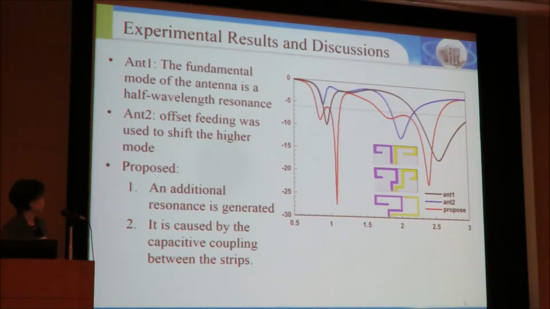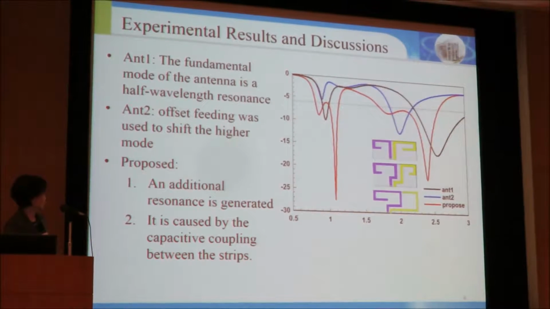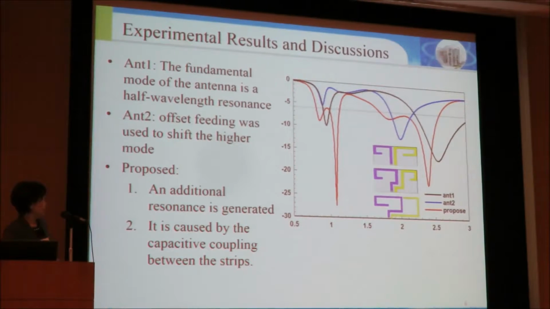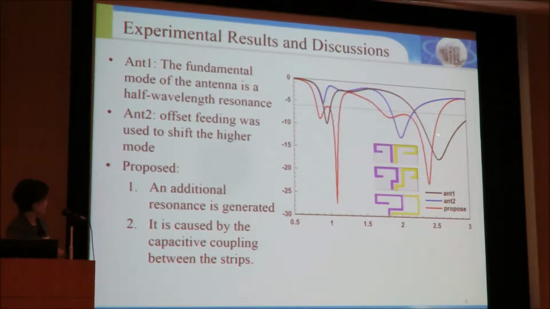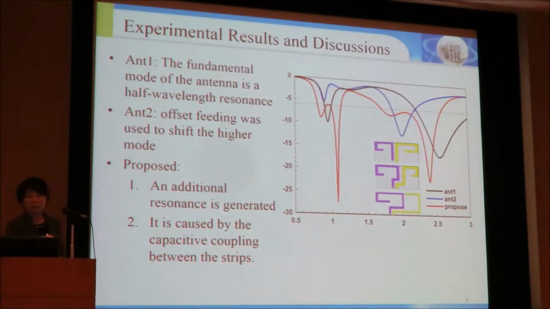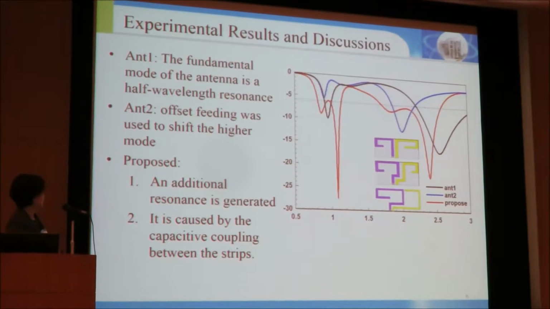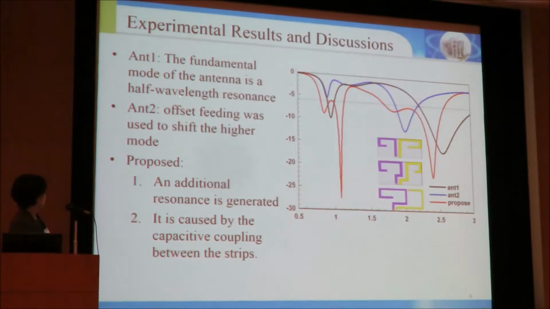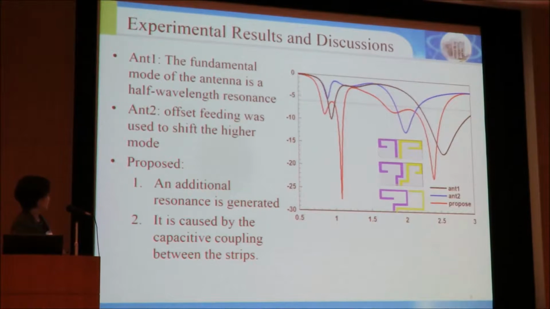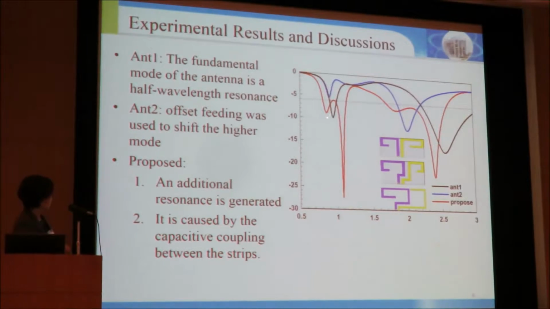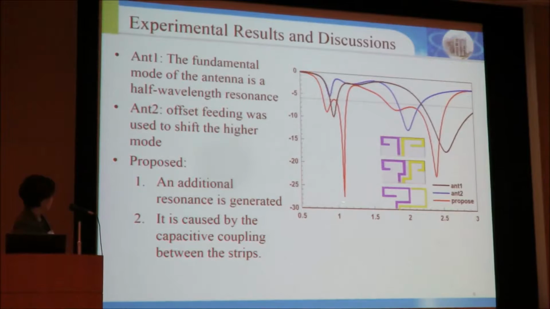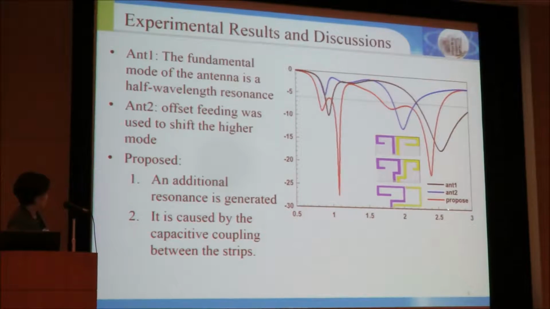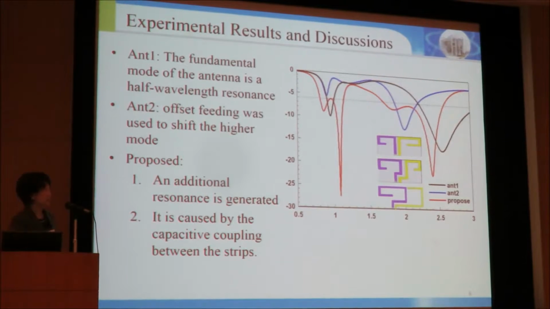This figure shows the S11 against frequency. Here, three prototypes are shown. Antenna 1, we can see here, is the normal 4G type. Its fundamental mode is a half wavelength resonance. And we can see here the first resonance mode is at about 1 GHz, and the higher mode resonates at about 2.6 GHz.